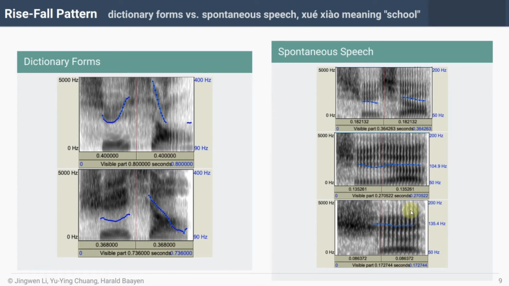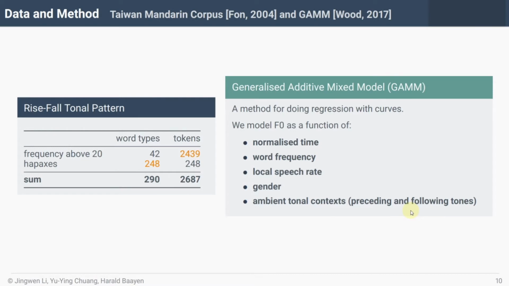And what would be the factors behind such varying tone contours? And can we try to model the rise-fall pattern in spontaneous speech? This leads to our own investigation. The data we have here is extracted from the Taiwan Mandarin corpus.